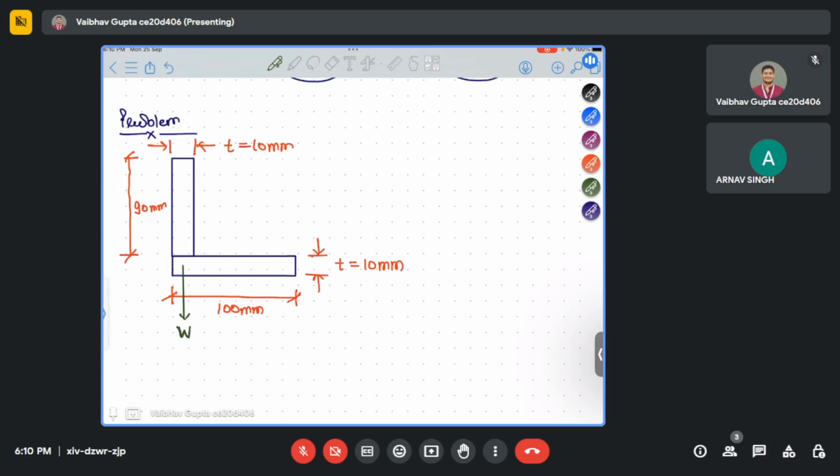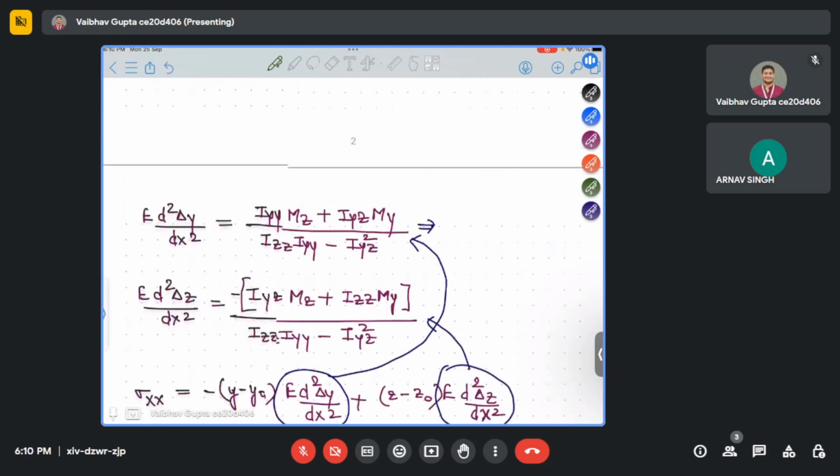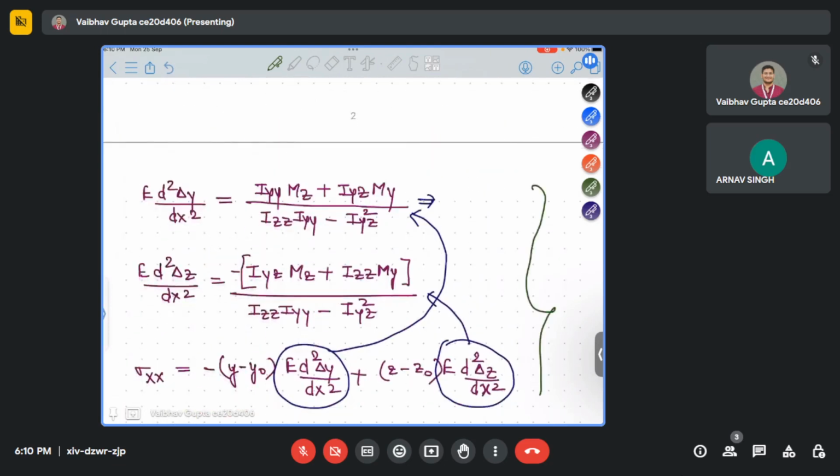W loading has been applied at this point. What does loading over the principal axis mean? Whatever the CG of this section, if the load is applied on that point, then it is known as loading about the principal axis. Since the CG will lie here, we'll calculate where the CG will come, and the loading is not applied on the CG. It is known as loading which is not applied on the principal axis. So we have to use these formulas which I have written just now.